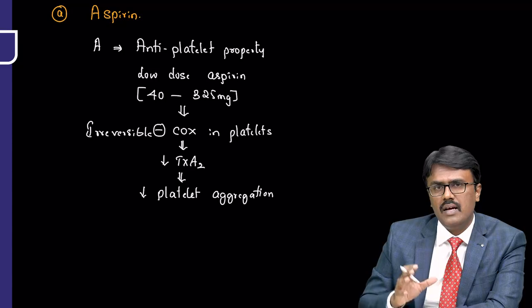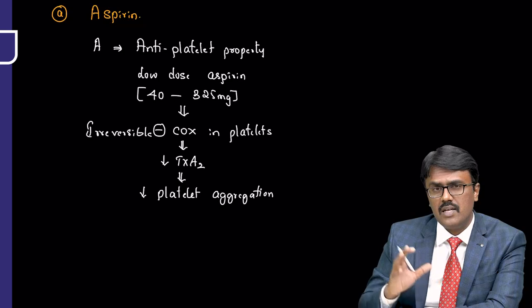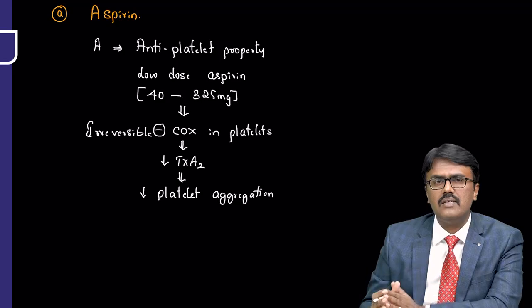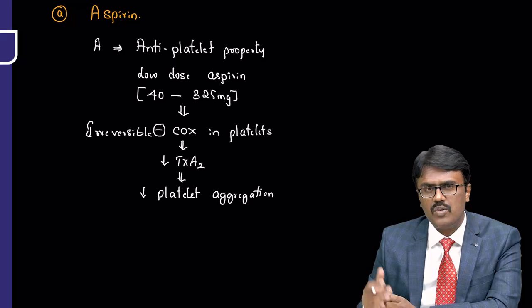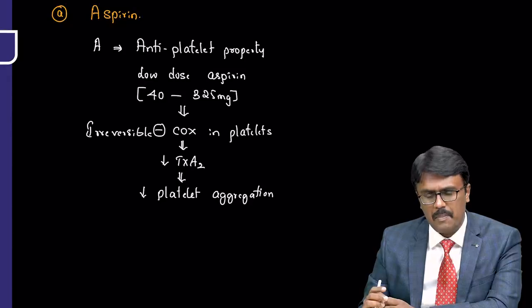The meaning is aspirin stays in the circulation for very few hours, but the action lasts for very long. The antiplatelet action lasts for a very long period. The reason is it's an irreversible inhibitor of the COX enzyme. So one more fresh platelet has to come to start aggregation.